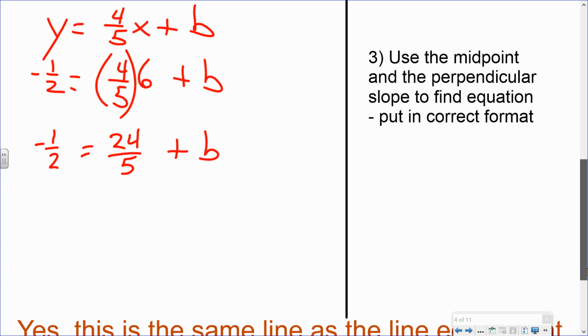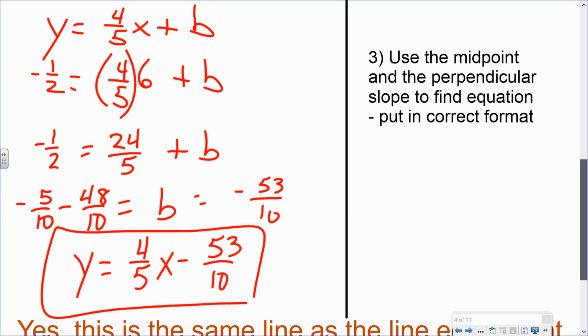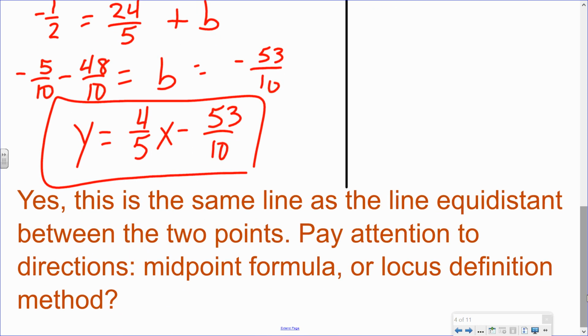Okay, so now I need to get a common denominator. So negative 5/10 minus 48/10 will be b. So that is negative 53/10. So my equation is y equals 4/5 x minus 53/10. So any questions with that?